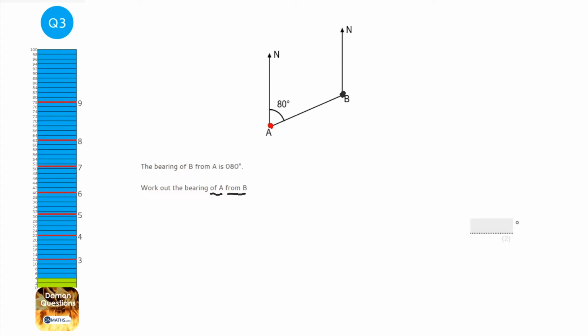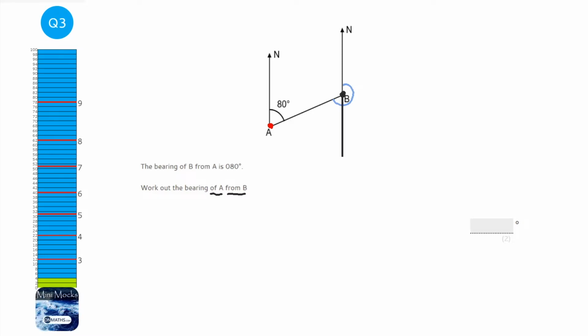So the actual question is asking you for this angle here. Now don't forget, bearings are the angle going clockwise from north. So not so easy. The first step of doing this, and there are different ways of doing this, is just draw a line. In fact, I'm going to use my straight line one. Just draw a line straight down at B. If I can get it right, there we go.